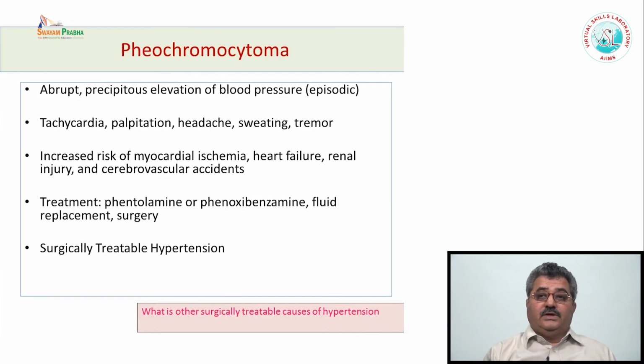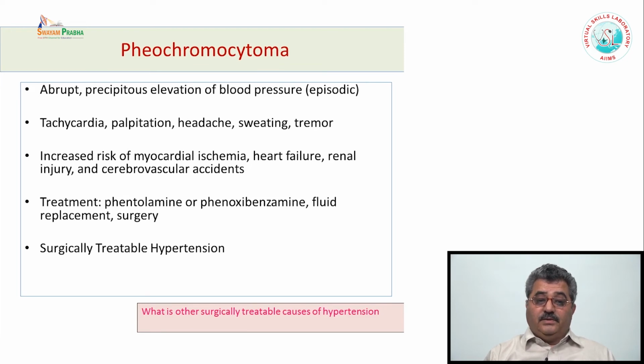Pheochromocytoma patients usually present with very abrupt and very high blood pressure, which is episodic. This is very important. As compared to other causes of hypertension, it is episodic. Patient may have tachycardia, palpitation, headache, sweating, tremors. These patients may have increased myocardial ischemia, heart failure, renal injury, or cerebrovascular accident.